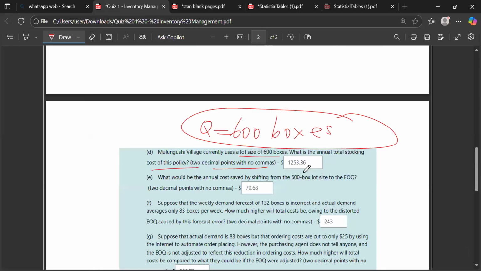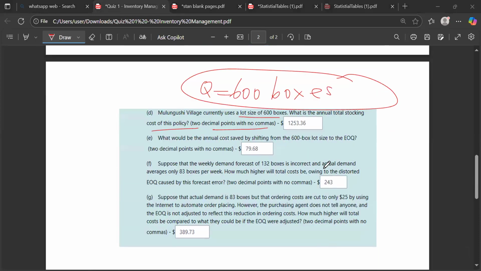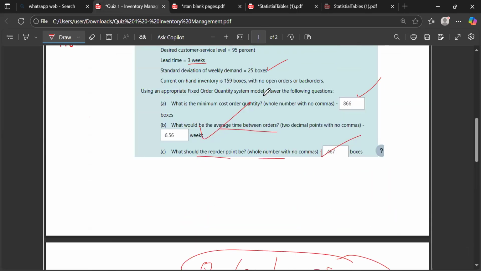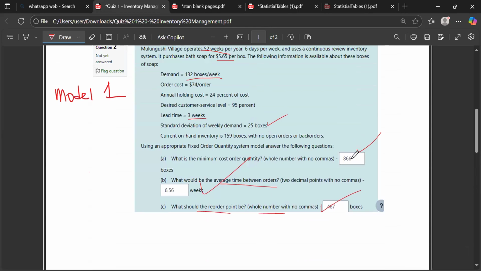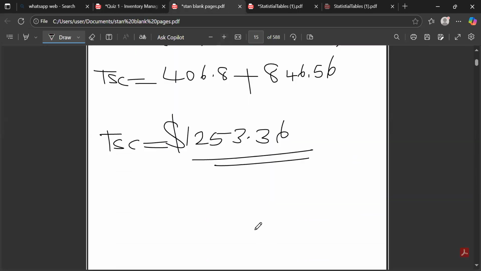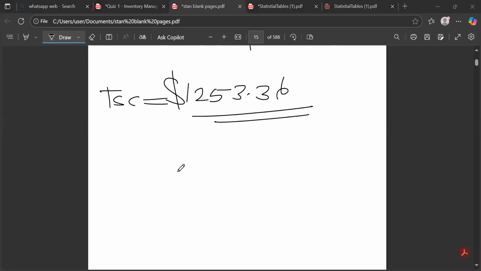1253.36, as we can confirm here. Okay, 1253 point what? To this one here, 1253.36. What would be the annual total stocking cost if they move from 600 to the economic order quantity? The economic order quantity was 866. So to find the total stocking cost at EOQ.